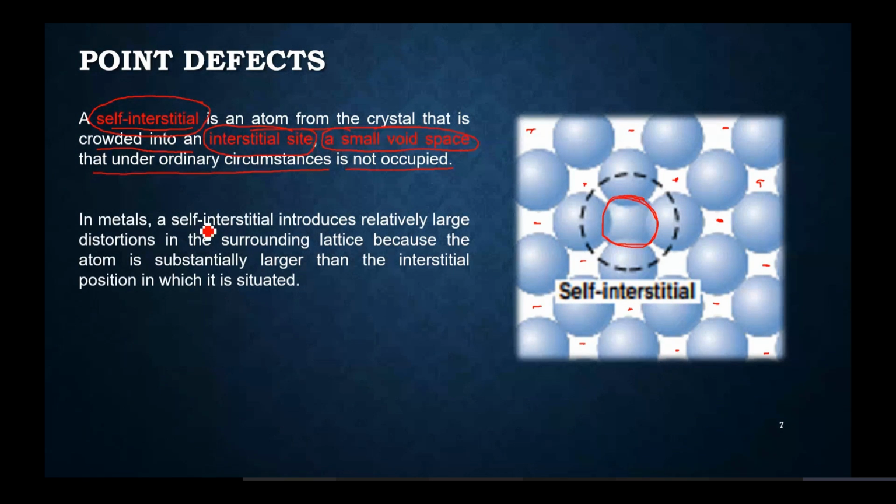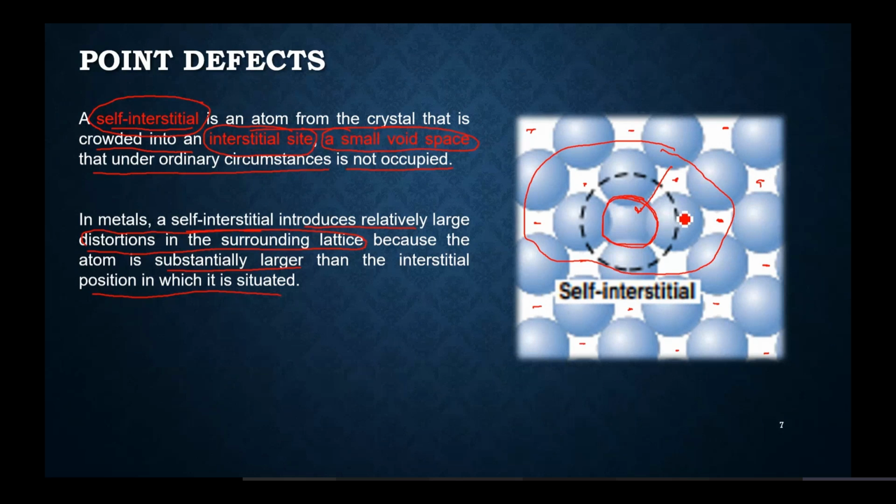As it says, in metals a self-interstitial introduces relatively large distortions in the surrounding lattice because the atom is substantially larger than the interstitial position in which it is situated. So the atom in the middle here will push itself in forcefully, because the comfortable space for the atom is not there. It is not desirable for the atom to be here. The space is not designed in such a way. But if an atom gets entrapped into this space, it will create a stress in this region.